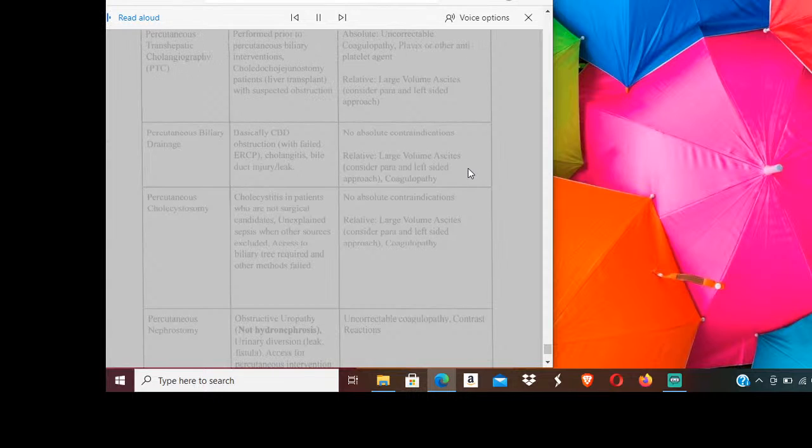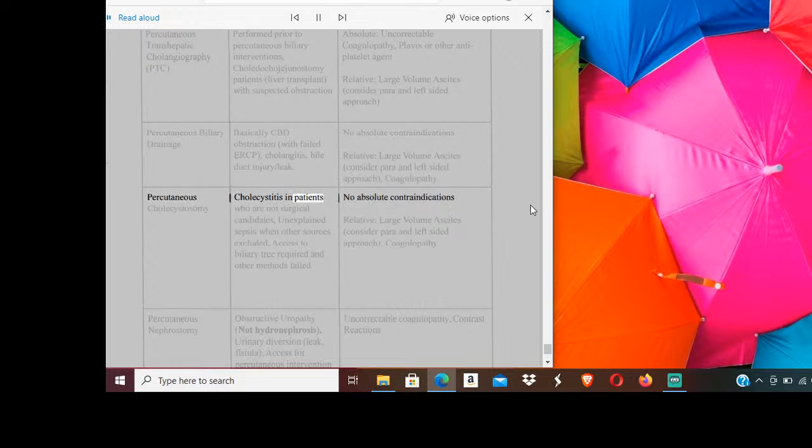Percutaneous transhepatic cholangiography, PTC. Absolute contraindication: uncorrectable coagulopathy. Relative: large volume ascites, consider paracentesis and a left-sided approach. Indications include liver transplant, suspected obstruction, failed ERCP, cholangitis, and bile duct injury or leak. No absolute contraindications for biliary drainage, relative large volume ascites, coagulopathy.